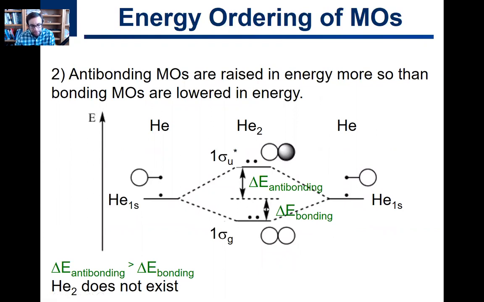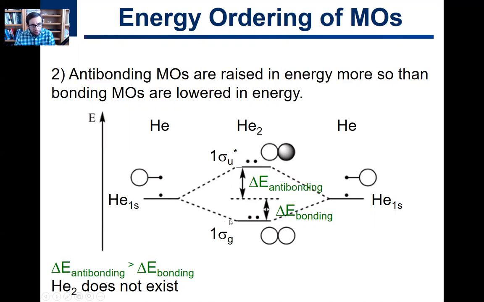Something that is very important, and a principle we'll be using quite a lot throughout this chapter and the next, is that anti-bonding molecular orbitals are raised in energy more so than the corresponding bonding MOs are lowered in energy. And so what that means is if you have this central line here where my cursor is, that's the starting point, right? The starting energetics of these 1s orbitals. And the amount that this anti-bonding orbital goes up in energy, it's always going to be more than the amount this bonding orbital went down in energy.